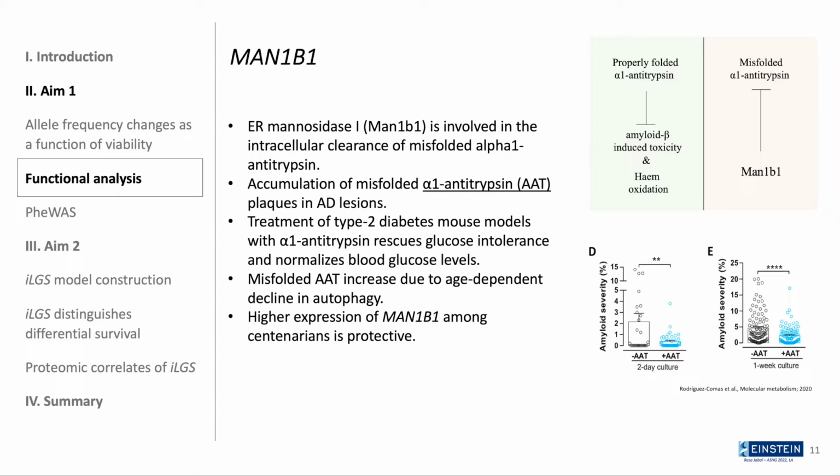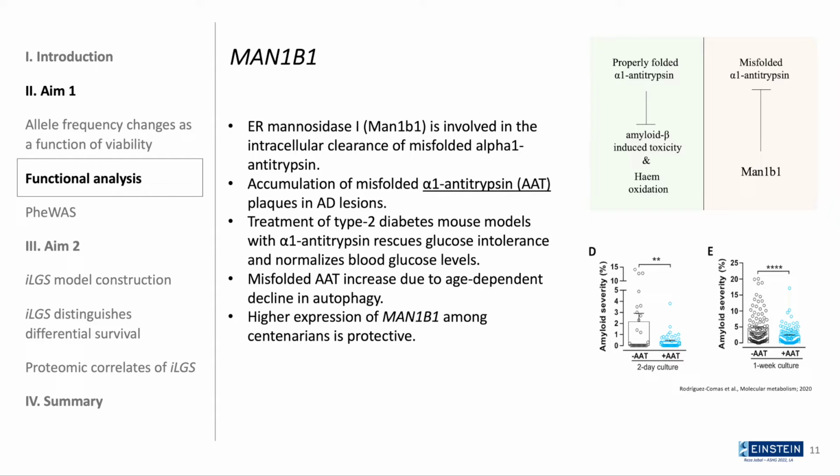Due to the decline in autophagy during aging, the concentration of misfolded alpha-1 antitrypsin increases. Given the scavenging role of MAN1B1 in clearing misfolded proteins, its elevated expression during aging renders a protective effect against misfolded alpha-1 antitrypsin. Here at the right bottom corner is the evidence from a relatively recent study showing the effect of alpha-1 antitrypsin treatment in reducing amyloid severity.